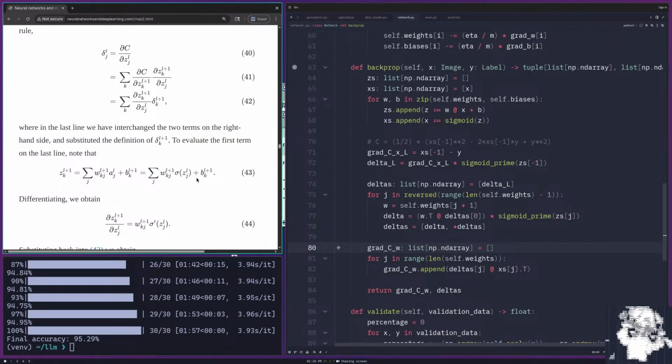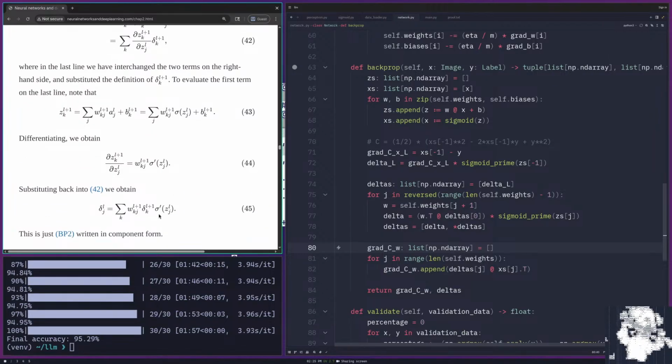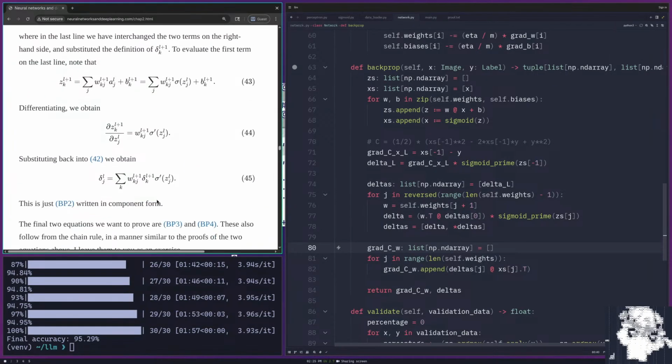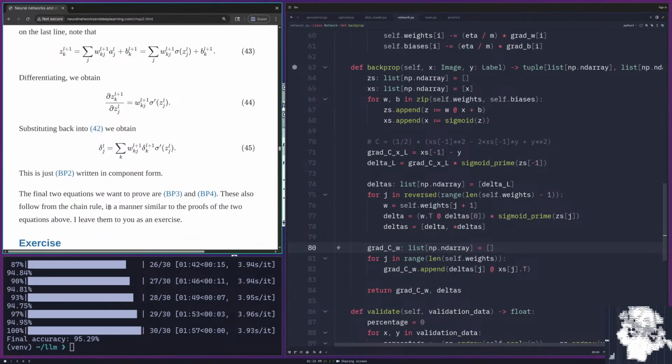Substituting back into 42. So this is just W times sigmoid prime of z times delta of the next layer. Boom. Okay, we've understood BP2. The final two equations we want to prove are BP3 and BP4.